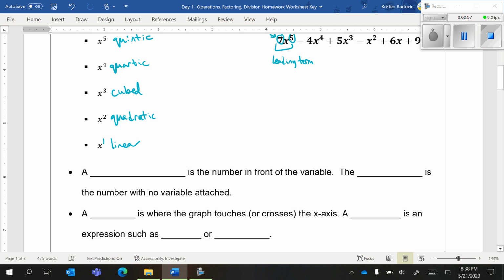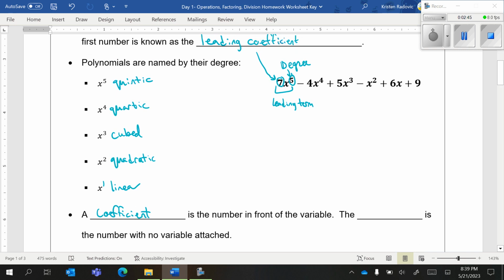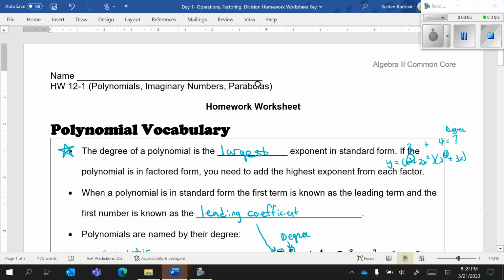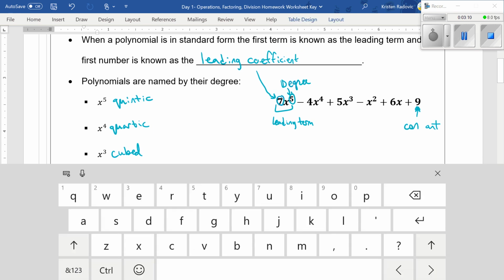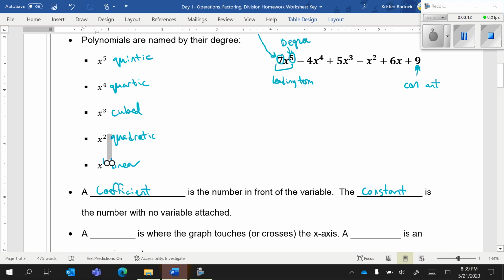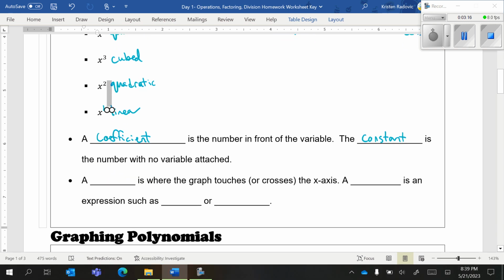Now, a coefficient is the number in front of a variable. The variable is the letter. So take the term 6x. X is the variable, 6 is the coefficient. And the number that has no variable attached is called your constant. So for example, this is called a constant because 9, I spelled that one wrong. There you go, that's ugly. There we go. Constant because it has no variable.